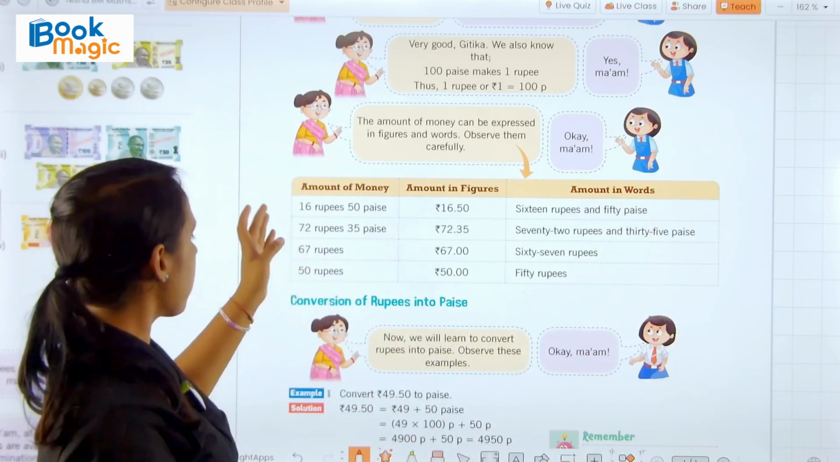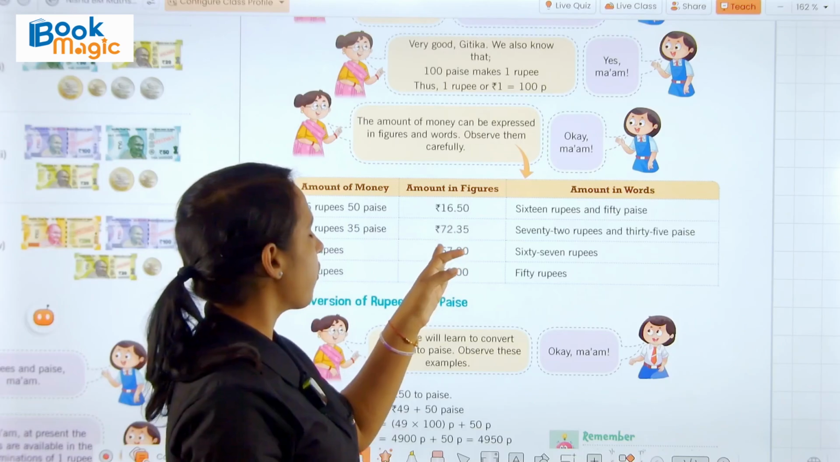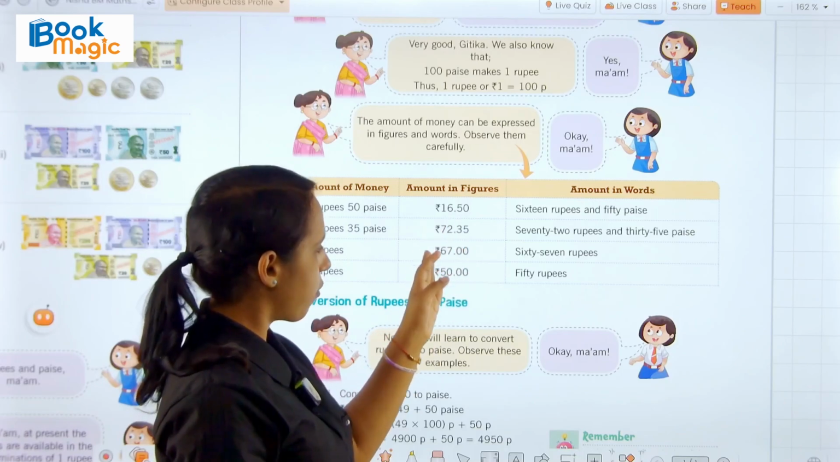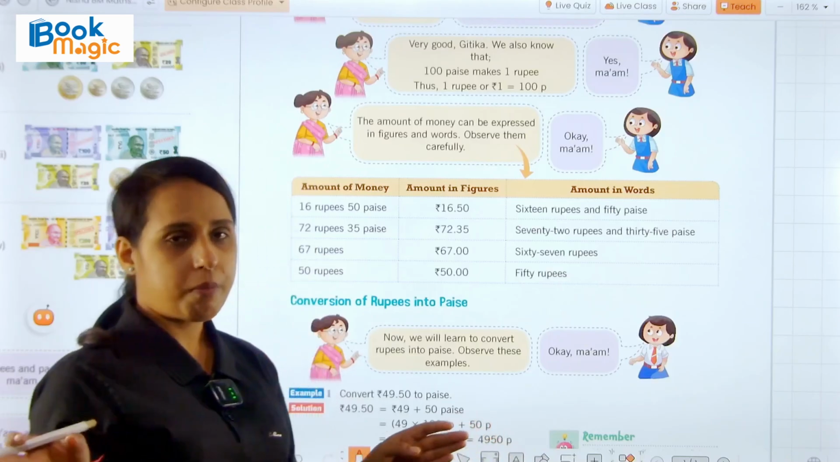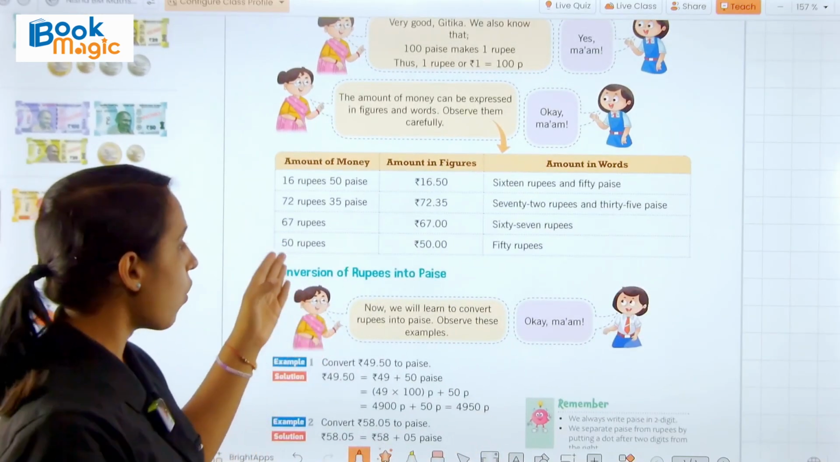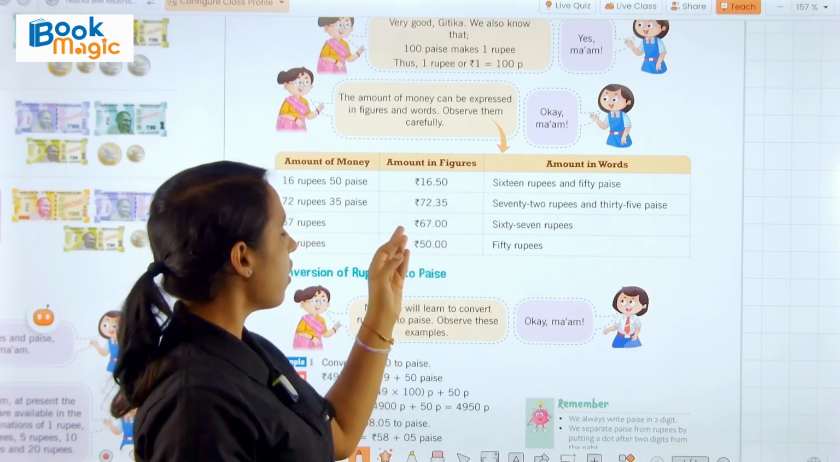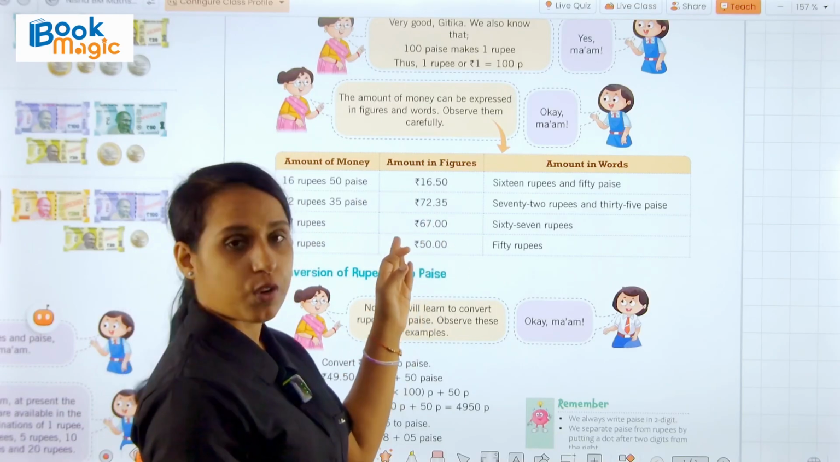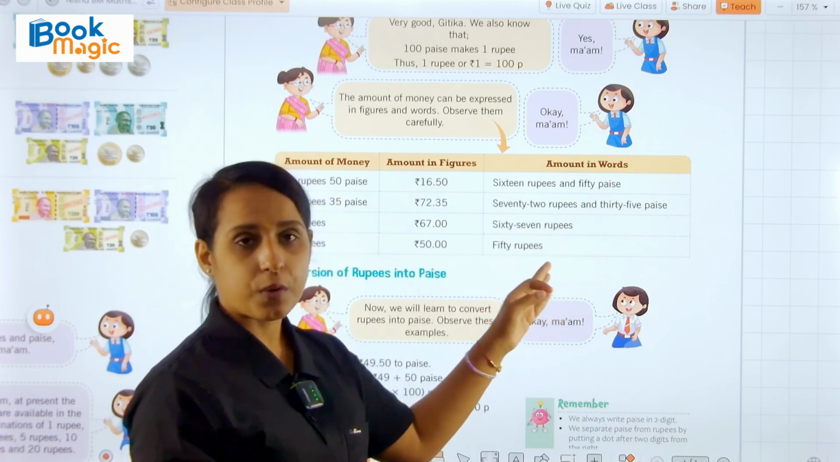In the same manner, 72 rupees 35 paise will be written in figures as 72.35 rupees and in words 72 rupees and 35 paise. Okay, now we have 67 rupees. So we write it in figures 67.00 rupees. Okay, and in words 67 rupees.